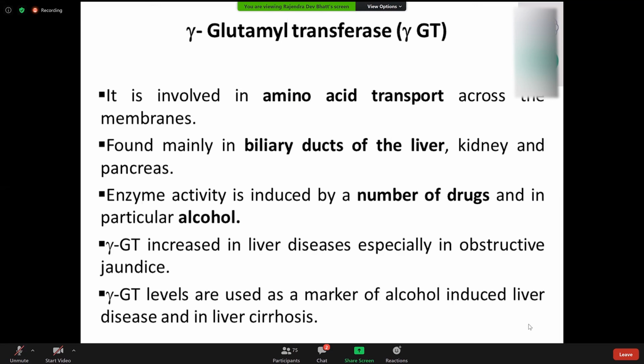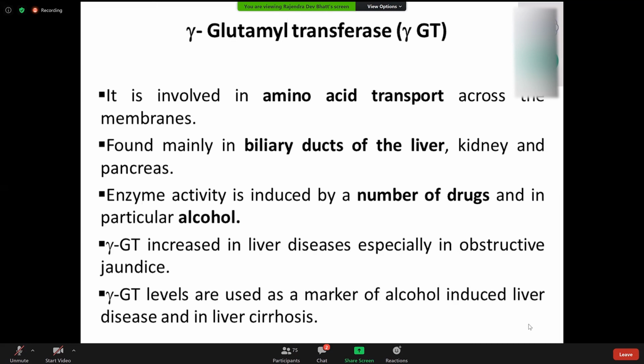Gamma GT is increased in liver disease, especially in obstructive jaundice. Yes, in obstructive jaundice, alkaline phosphatase increases. We know that. Now another enzyme that increases is gamma GT. Gamma GT is used as a marker of alcohol-induced liver disease and liver cirrhosis.